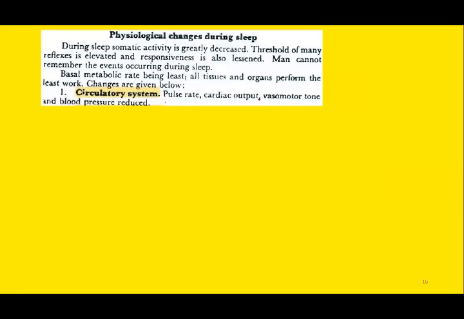Now, what are the physiological changes that occur during sleep? So, sleep is a phenomenon in which all the systems are affected: the circulatory system, the cardiovascular system, the GIT system, the central nervous system, the renal system. So, basically, all the systems of our body are affected during this phenomenon. So, what are the circulatory changes during sleep?